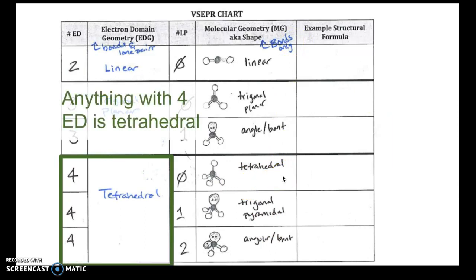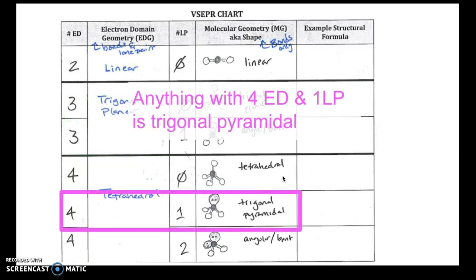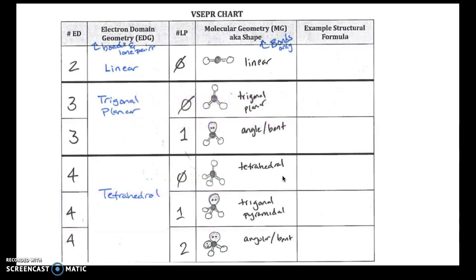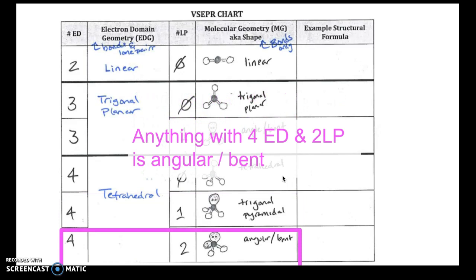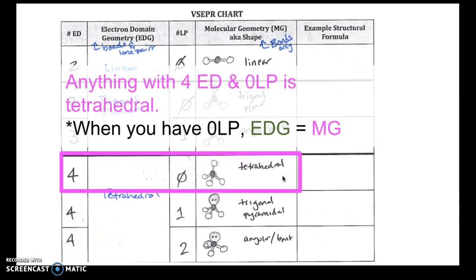So, for example, the case where we had 4 electron domains and 1 lone pair, it was trigonal pyramidal. In the case where we had 4 electron domains and 2 lone pairs, it was angular or bent. And when we had 4 electron domains and 0 lone pairs, it was tetrahedral. And remember, anything with 0 lone pairs, the electron domain geometry and molecular geometry will be the same.